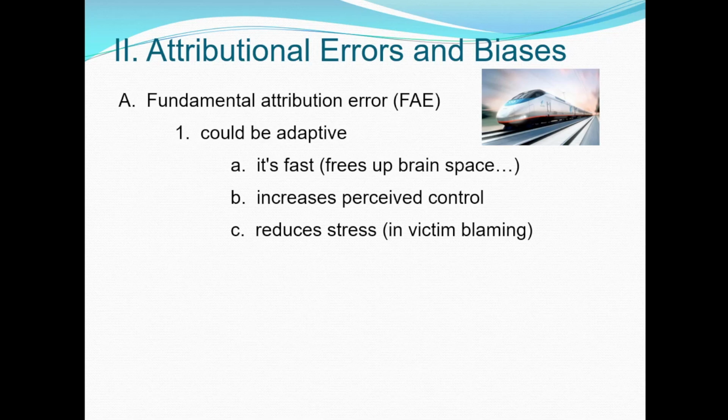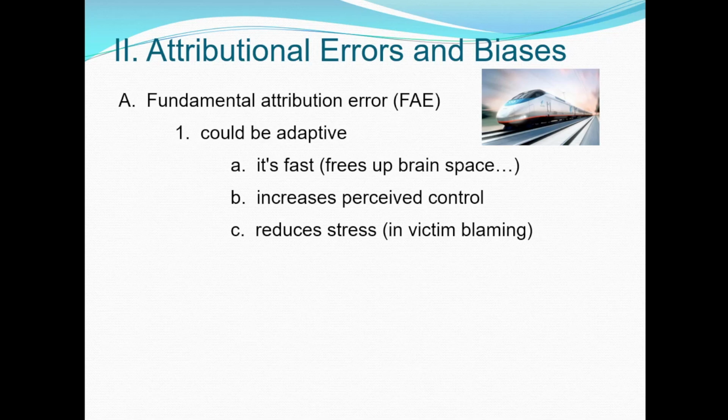Now, a third reason the FAE could be adaptive is because it reduces stress. Now, this is particularly in victim blaming, in terms of explaining why people lose their homes to foreclosure, why people end up homeless on the street, why people get into accidents. I don't know if you thought about this, but when people get caught in natural disasters, like in Louisiana years ago in the flood, other people in the country kind of blame the victims sometimes, like, well, why didn't you just evacuate? You didn't have to be in the city in New Orleans when the flood came. Why don't you just evacuate?